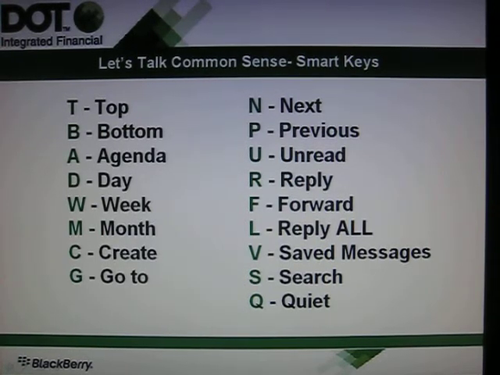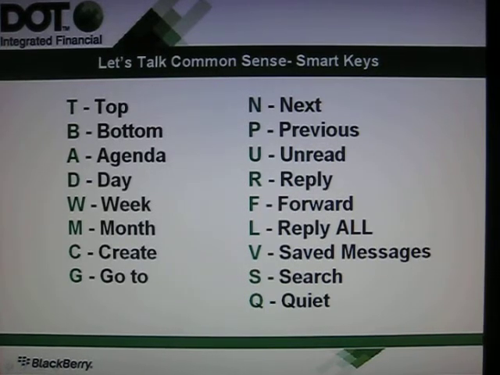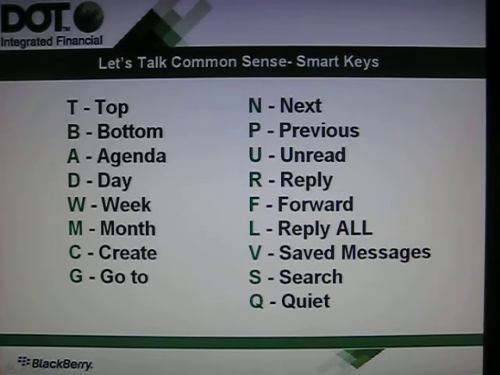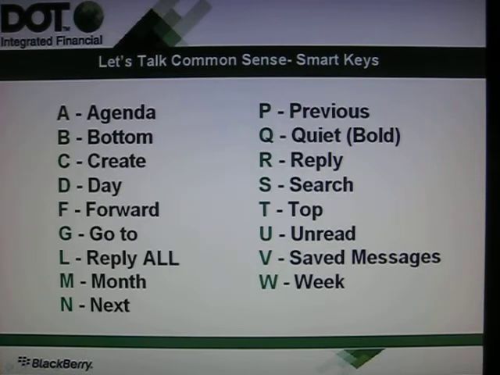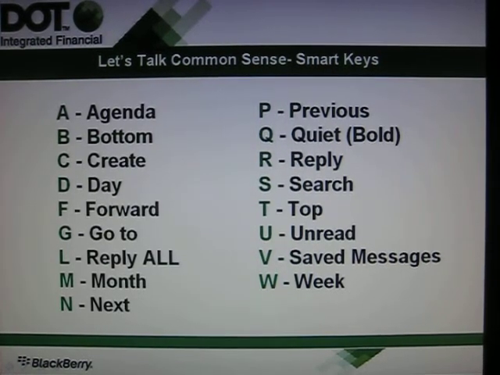And the reason that you have to use the L is because the A was taken for agenda. V is for saved messages, S is for search, and Q is for quiet, which is a nice feature on the new models under the smart keys. It allows you to go into a meeting, press the Q, and it'll be on vibrate instead of it being noisy. And if you press the Q again, it brings you back up to volume. Here's the same screen, just in alphabetical order to make it a little bit simpler for you.